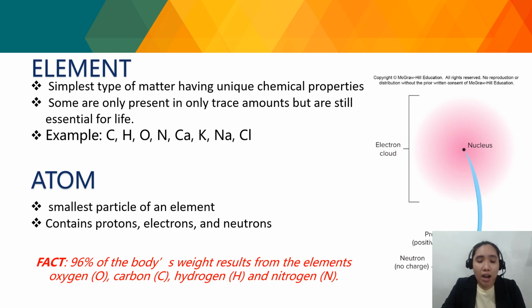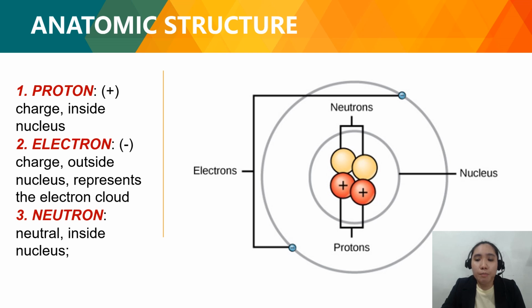And then you have your atom, which is the smallest particle of an element, and it contains the protons, electrons, and neutrons. So a fact, 96% of the body's weight results from the elements oxygen, carbon, hydrogen, and nitrogen. So for the basic atomic structure, this is how it looks like.